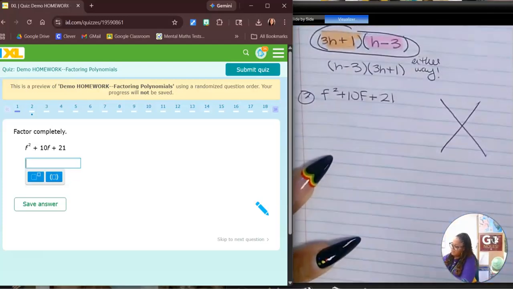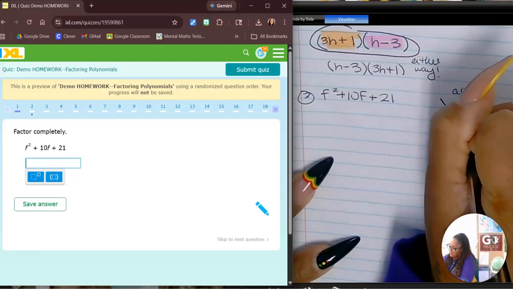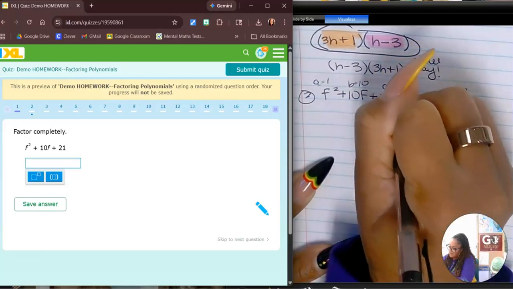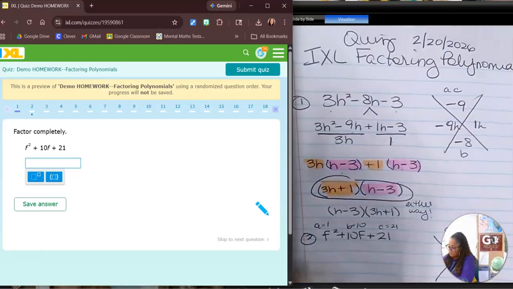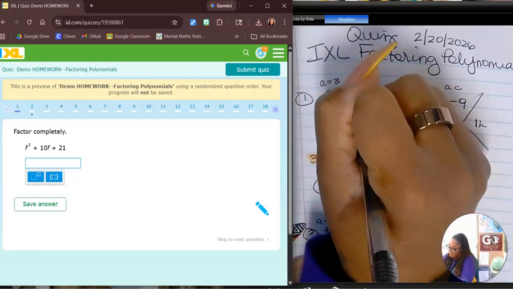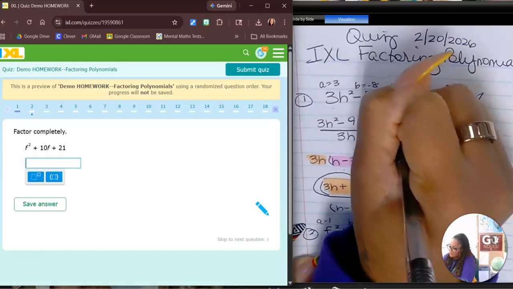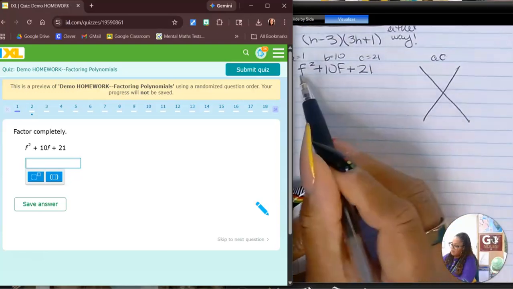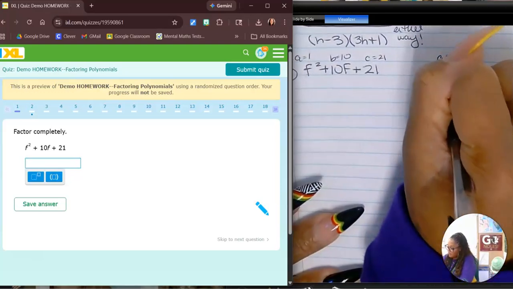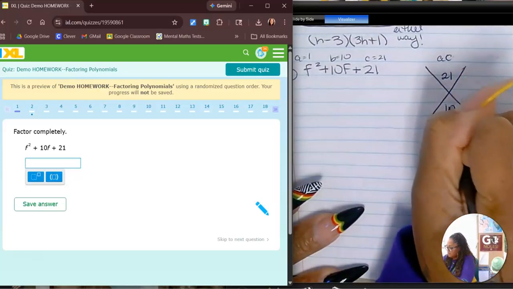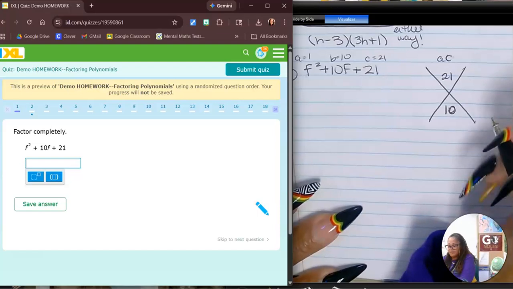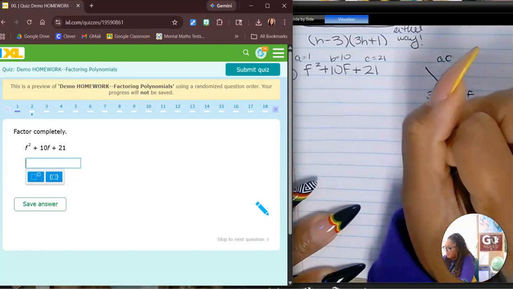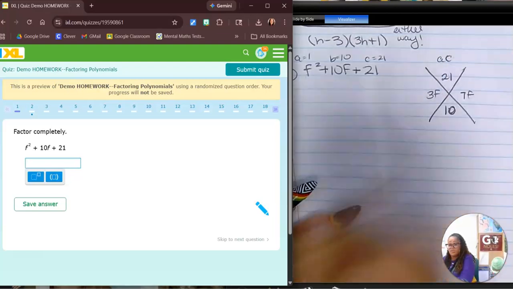If I have a times c, this is a, which is 1, b is 10, and c is 21. Should have done that up top too. A is 3, b is negative 8, and c is negative 3. That's where I got these numbers from. 1 times 21 is 21, and then 10. So if I think about factors of 21, that'll be 3f and 7f. Because 3 plus 7 is 10, and 3 times 7 is 21.